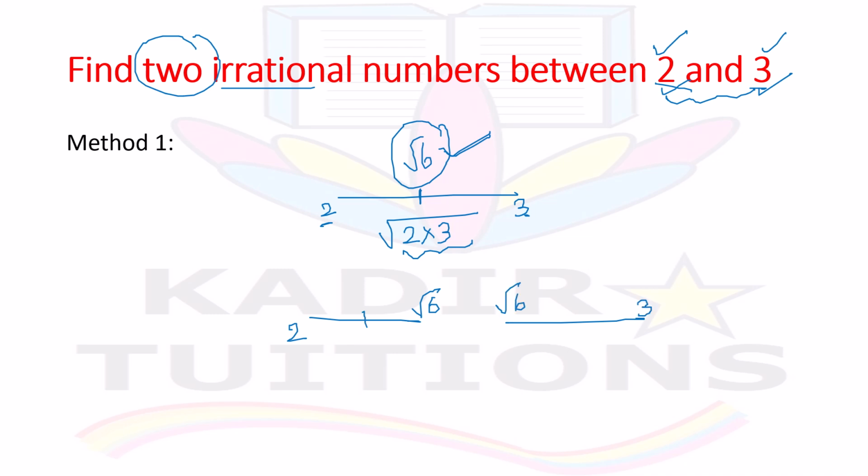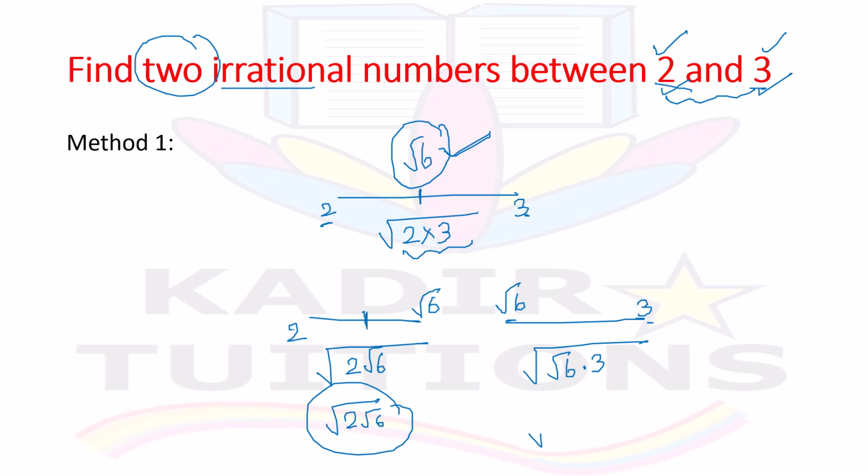I'm going to take the irrational number between 2 and root 6. Same method: take a square root and multiply the two endpoints, which gives root of 2 root 6. This is one irrational number. Or you can take the other two endpoints, it's our wish totally. Inside the square root I multiply root 6 into 3, which is root of 3 root 6. This is also an irrational number lying between 2 and 3. So here I have root of 2 root 6, and in between I have root of 3 root 6.